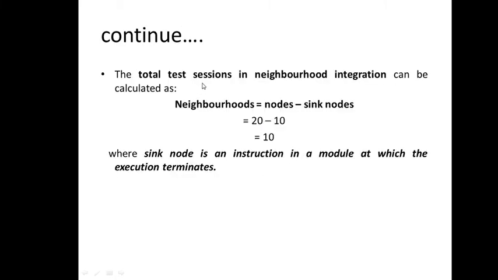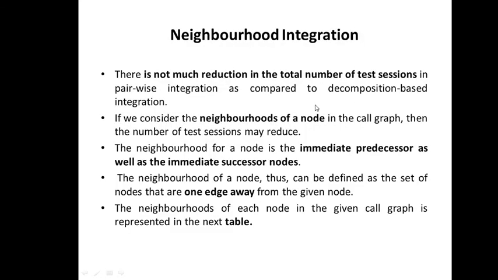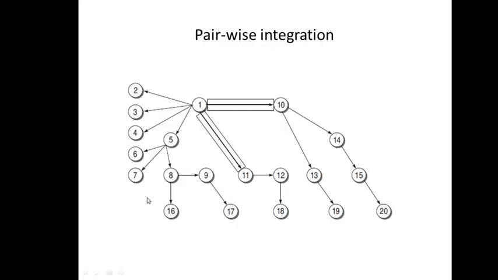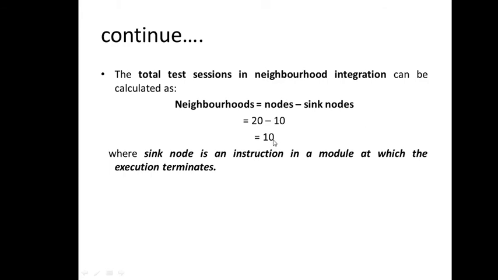So now how many test sessions are required according to this method? The number of test sessions required is calculated as nodes minus sync nodes. Total nodes are 20. Sync nodes are the terminal nodes. Terminal nodes means these, which are ending here, right? There is no one after this. So we have 10. So altogether 20 minus 10 is 10. So we altogether require 10 test sessions only. That was 19 in the pairwise integration. So the number of test cases can be reduced here. This is what the neighborhood method says.